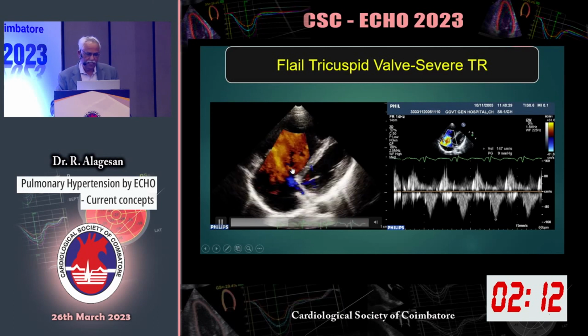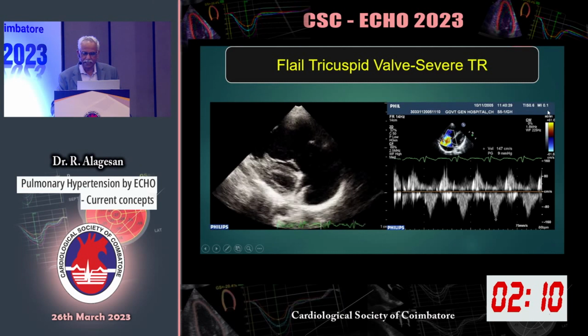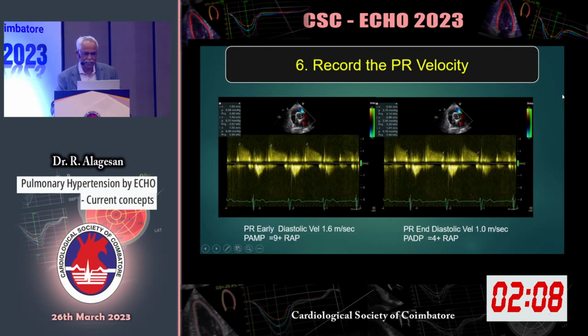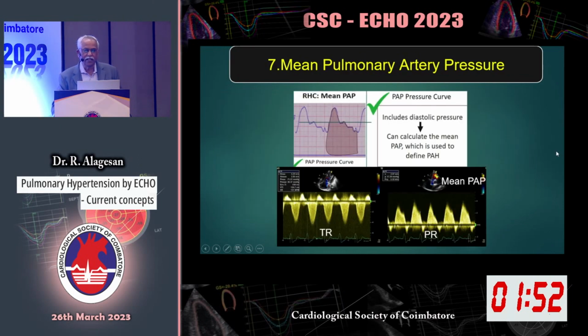In this patient, we cannot get the RV systolic pressure, so we cannot diagnose pulmonary hypertension in this patient. And always, if there is a pulmonary regurgitation velocity which can be obtained, record the pulmonary regurgitation velocity, the early diastolic and the end diastolic. If the early diastolic is more than 2.2 and the end diastolic more than 1.5, it is supportive of the diagnosis of pulmonary hypertension.